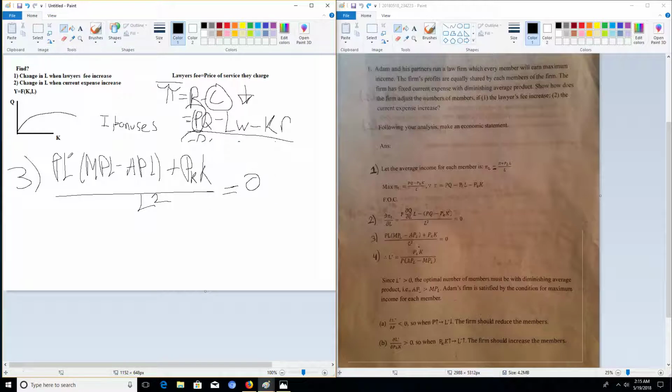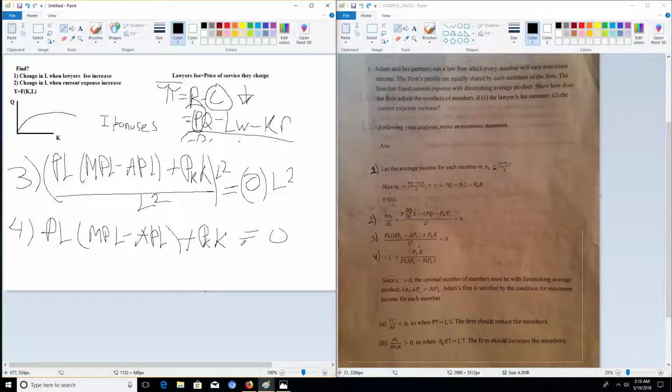So since the left side is 0, multiply both sides by L squared. L squared times 0 is just 0 on the right side, and so these cancel out. And then we get, let me write down 4. I won't write that anymore, but we're on 4. We got P sub L MPL minus APL plus P sub K times K equals 0. Yes, those cancel out. Alright, so then we're trying to solve for L because we need to find the change in L.